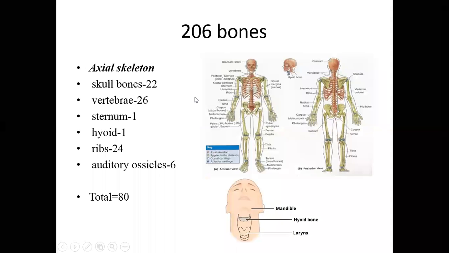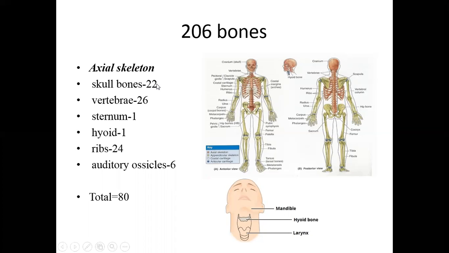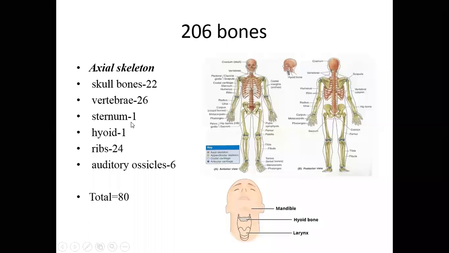Totally, we have 206 bones. If we divide into axial and appendicular skeleton, the axial skeleton will have 80 bones, which includes skull bones. So the skull bone is not a single bone. You'll have many bones in that. Altogether, the skull has 22 bones. Vertebrae are 26 in number. Sternum is one. This is vertebra. Hyoid bone. This is hyoid bone. Single one. Ribs. These are the ribs which are seen in the thoracic area, 24 in number, including both sides.